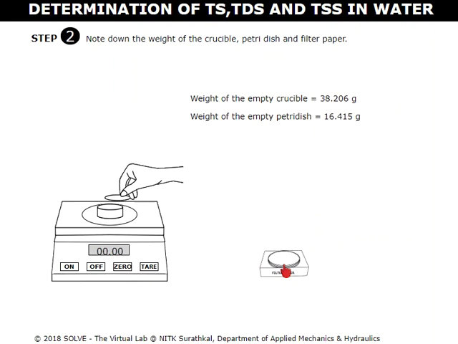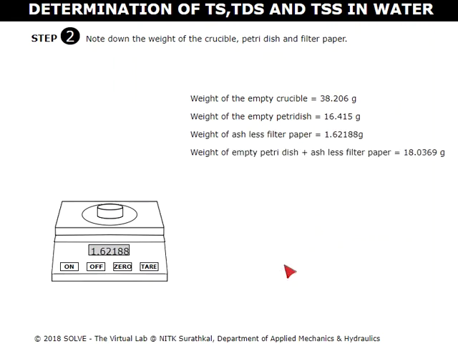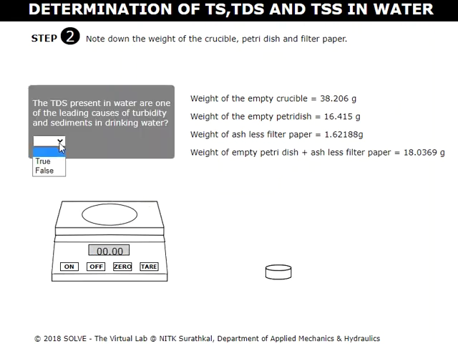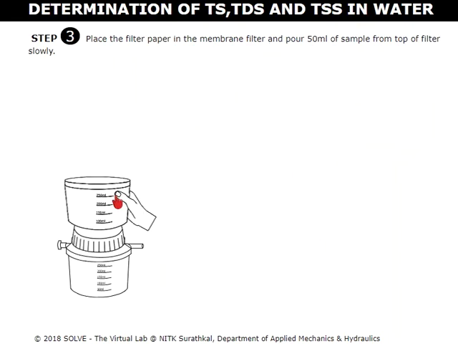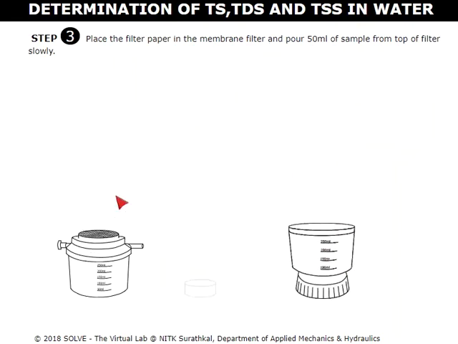Click on the filter paper to place it in the weighing machine and note down the weight of the empty petri dish and ashless filter paper. Remove the petri dish from the weighing machine. Select the correct answer in the pop-up question to proceed to the next step. Click on the lid of the membrane filter and open it.